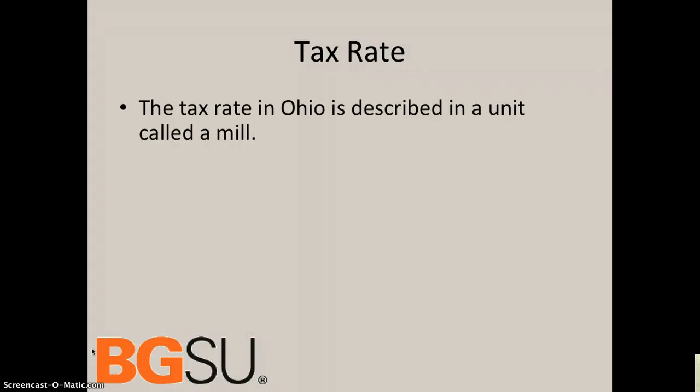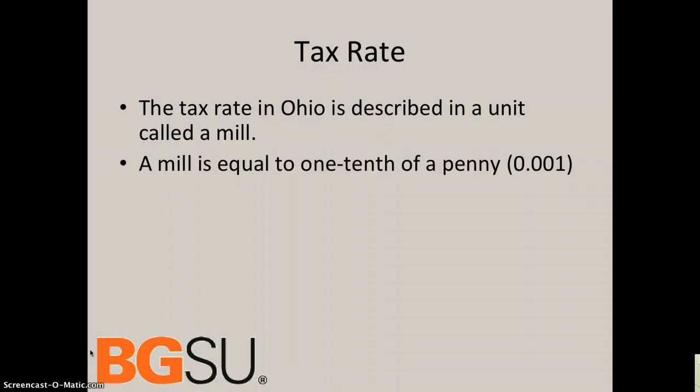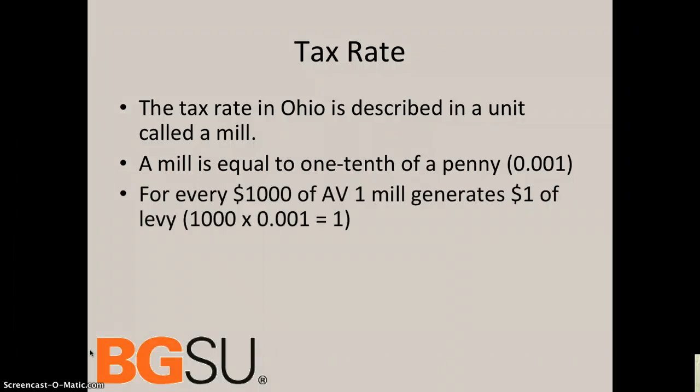So the Ohio tax rate is described in a unit called a mill. A mill is equal to 1/10 of 1 penny. All right, so this is 0.001 is a mill. So basically every $1,000 of assessed value, 1 mill generates $1. So $1,000 times 0.001 equals 1. Right? So you can think about that combination. $1,000, 1 mill is $1.